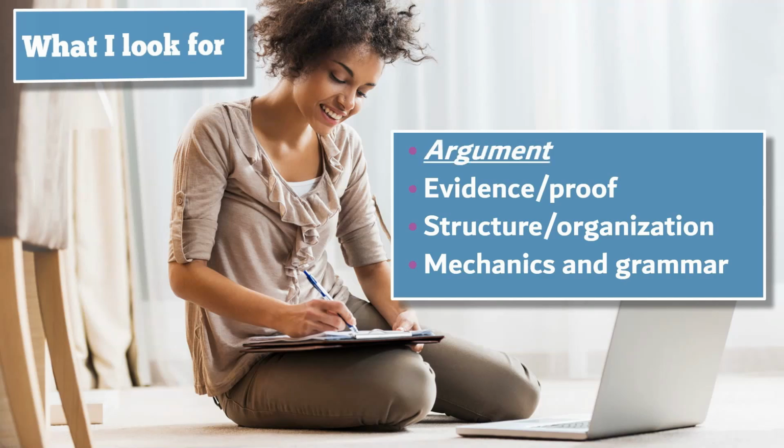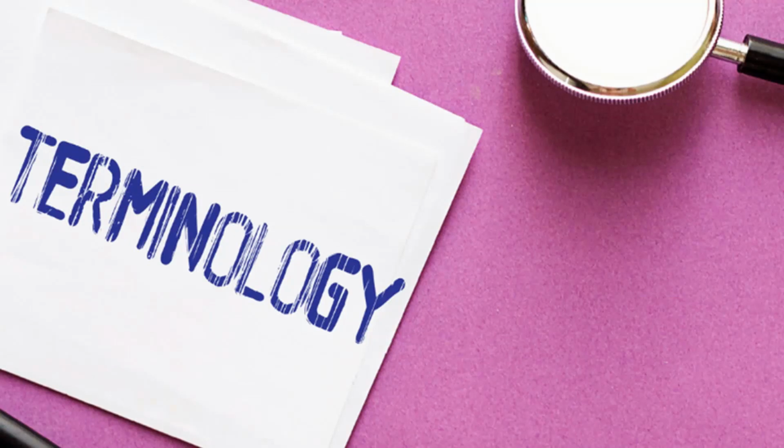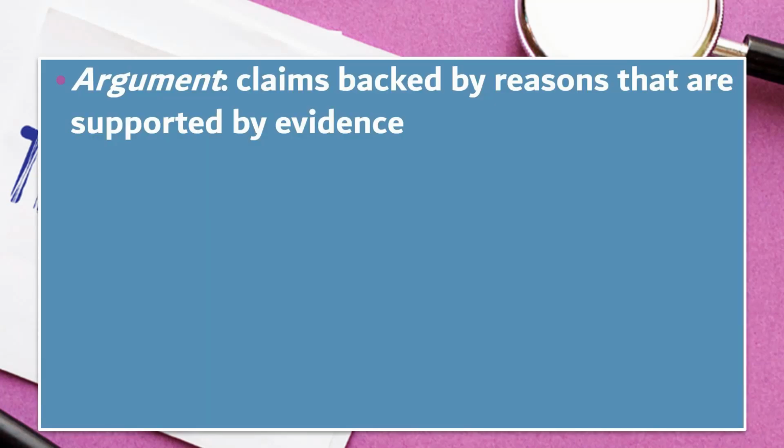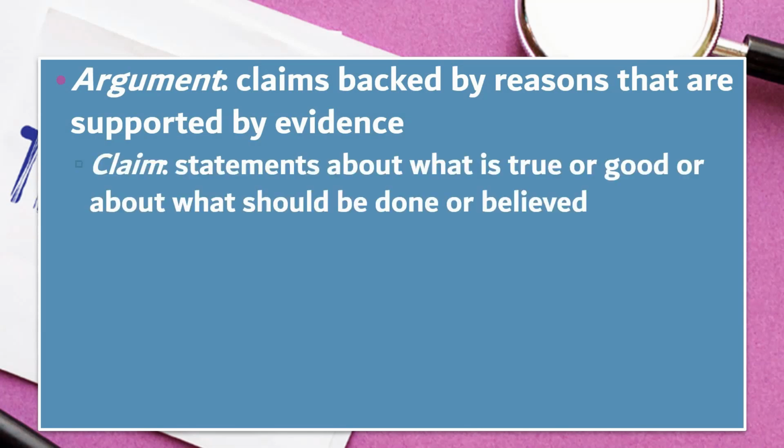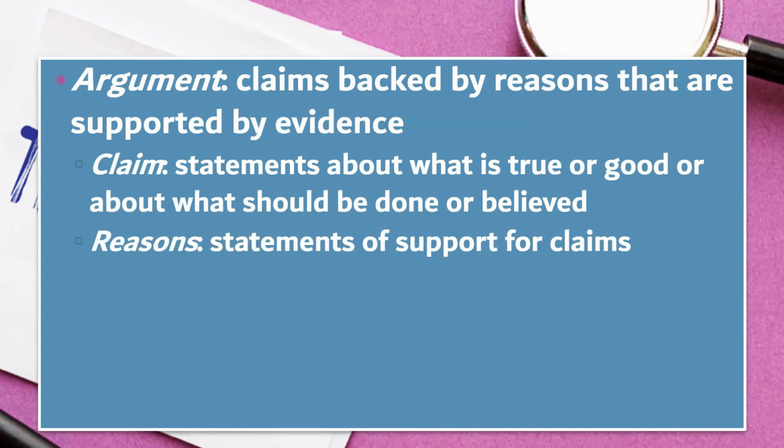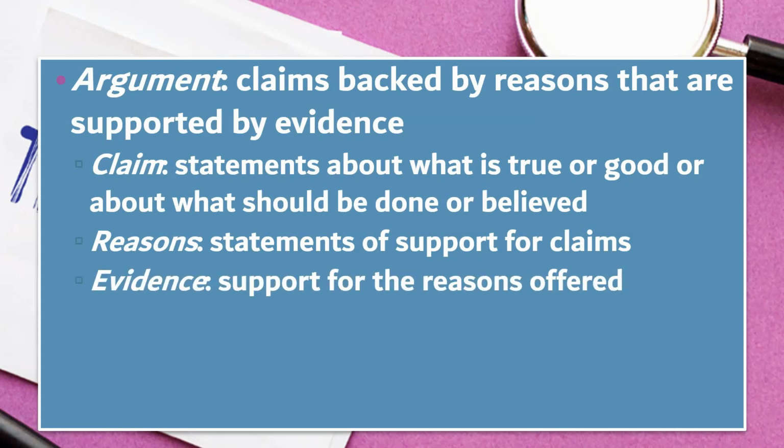Let's break down the argument bit. First, let's get a certain amount of terminology so we know exactly what we're talking about, because argument isn't just people yelling at each other. An argument is a claim backed by reasons that are supported by evidence. So, what's a claim? A claim is a statement about what is true or good or about what should be done or believed. Yeah, it seems a little bit wishy-washy, but this is probably as accurate as we get right now. The more sample writing we go through, the clearer this is going to become. Reasons are statements of support for claims. Evidence is support for the reasons offered, whether you're talking data, statistics, quote, whatever.